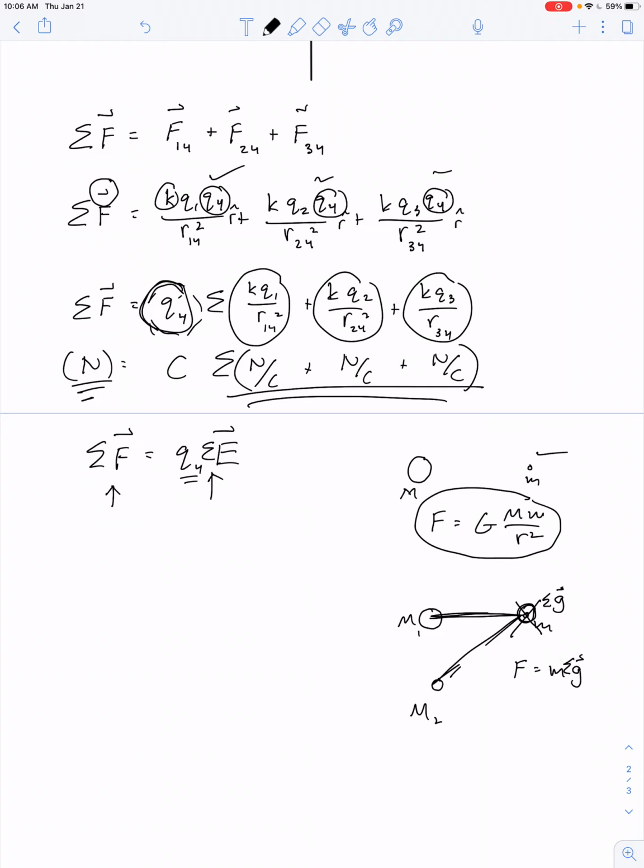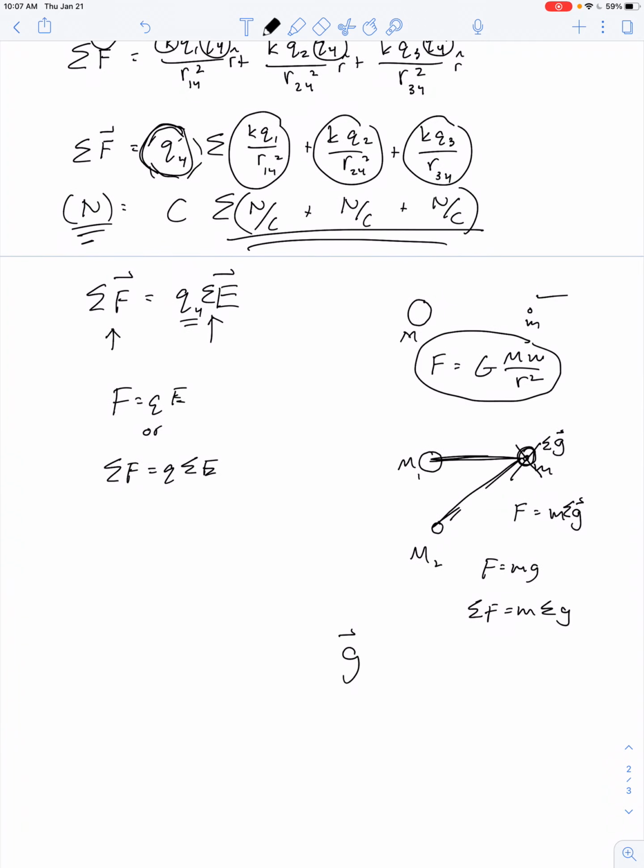Okay, so when you see this equation, F equals QE, or when applying the superposition principle, net force equals Q times net electric field, think of that in terms of an equation you're already familiar with. That is either F equals mg or net force equals m times net g when we have to apply the superposition principle. So this is it. Just as gravitational field is a vector quantity with units of newtons per kilogram, electric field is a vector quantity with units of newtons per Coulomb.